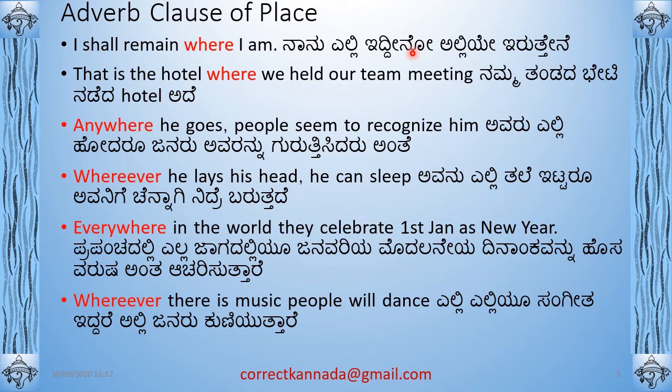Iruttene means I shall be there. So in this iruttene, the iru verb is used. Iddene means I am there. Iruttene is giving you the future tense. That's why the iru form of this conjugation is used.